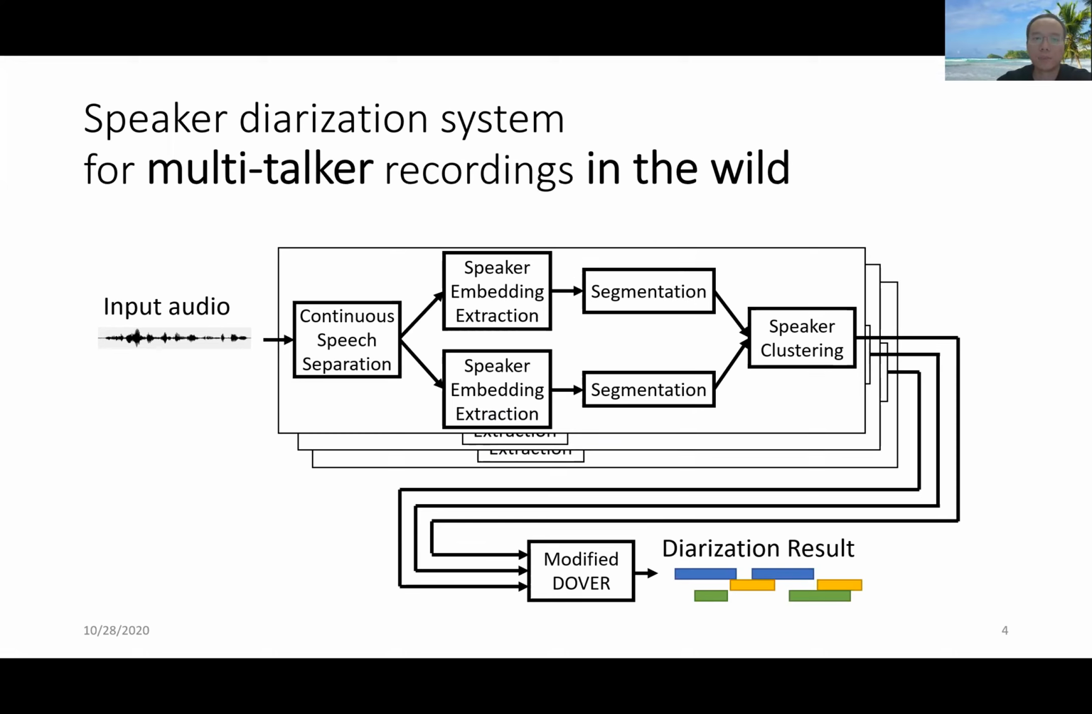The continuous speech separation separates input audio into two channels, regardless of whether there is overlap in the audio. Then speaker embedding is extracted and the segmentation is performed. The segments from both channels are then fed into the speaker clustering. Multiple systems can be combined by using modified DOVER.